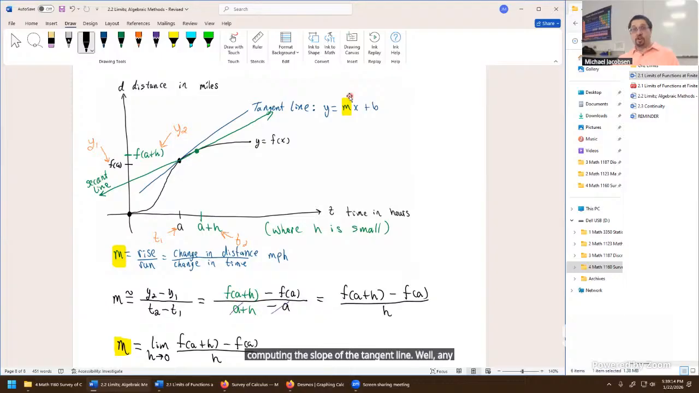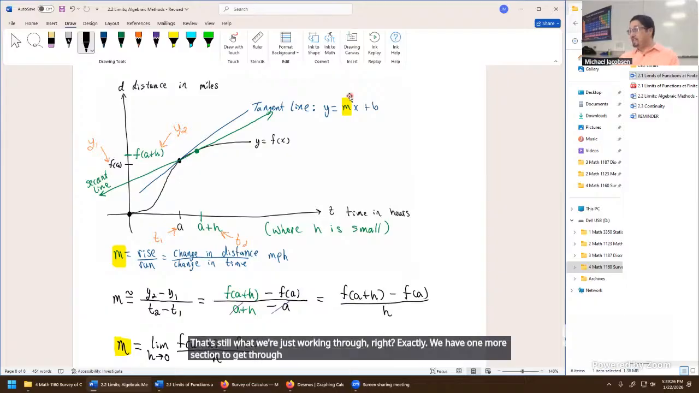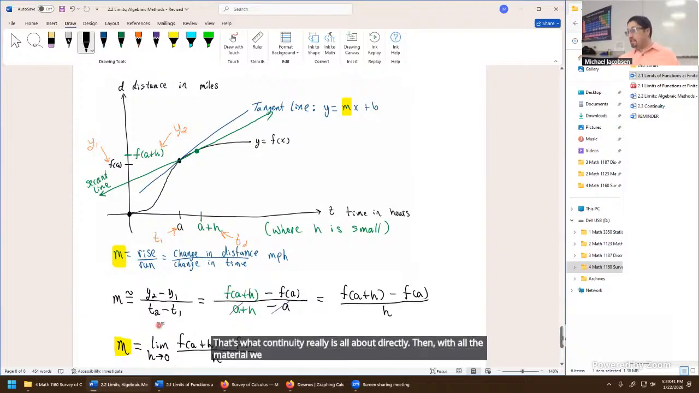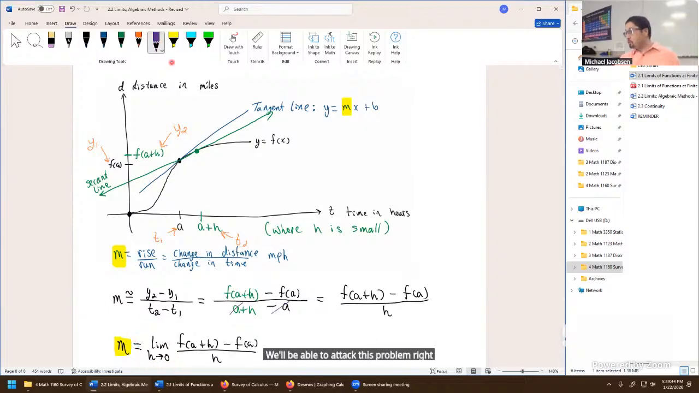Well, any questions about that so far? That's still what we're just working through, right? Exactly. We have one more section to get through, 2.3 on continuity. Just a little bit more topics on taking limits. Usually, a good way to think about that is more topics on direct substitution. That's what continuity really is all about directly. Then, with all the material we have about limits under our belt, we'll be able to attack this problem right here. So this will be the chapter 3 problem. We will solve.